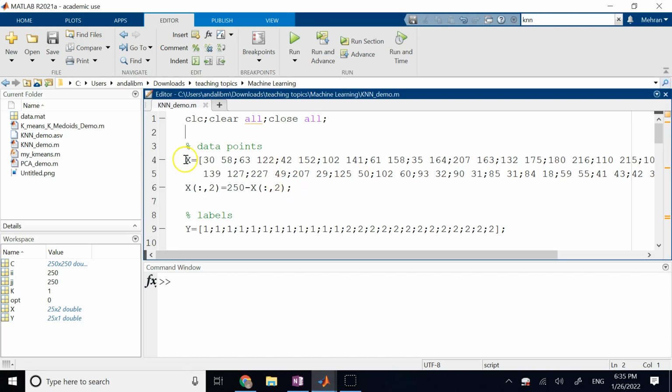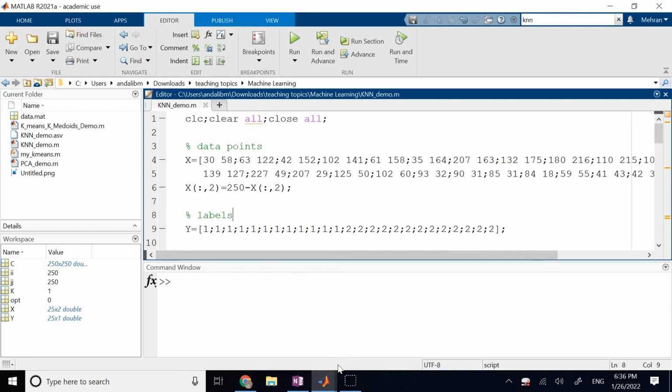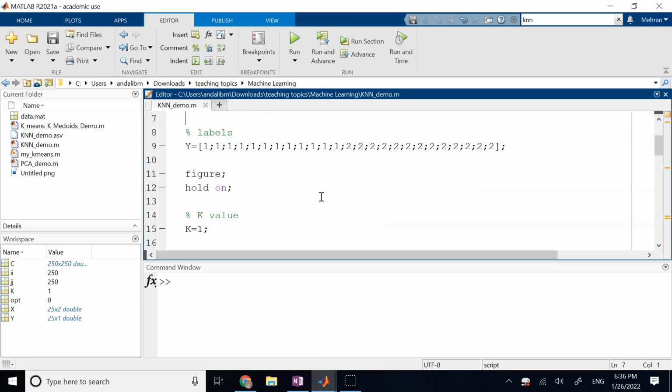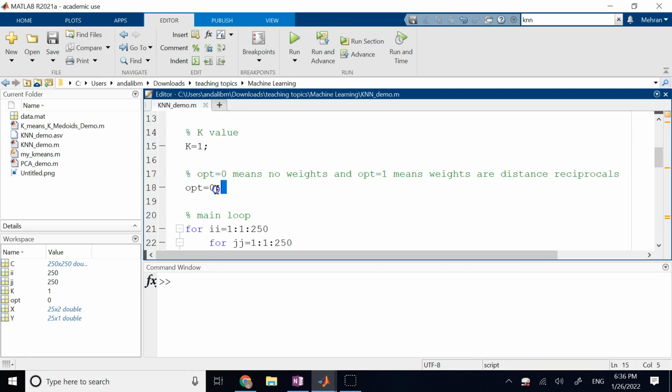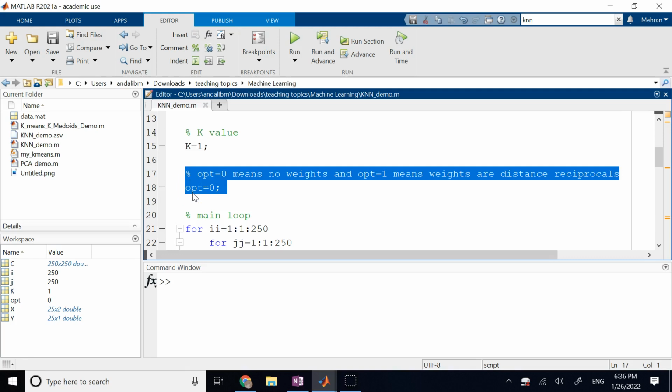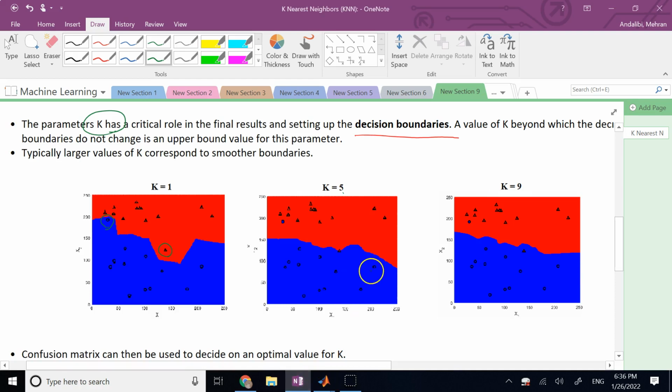So here I define my X values. My X observations have 2 entries, X1 and X2. So I have 2 variables for each data point. And then I have a bunch of labels, 1 and 2 really, 1 for the triangles and 2 for the circles, okay? Now what do I do? Here I'm allowing you to choose the value for k, and also I'm allowing you to choose an option. This option is 0 or 1. What is 0 or 1? Let me discuss it first before I go and show you the rest of the code.